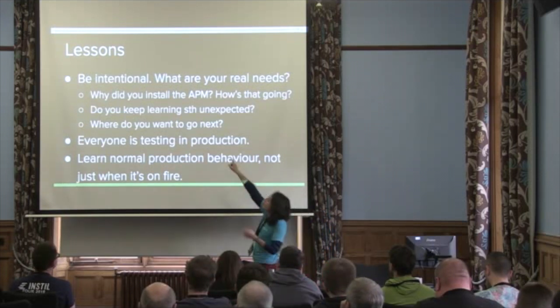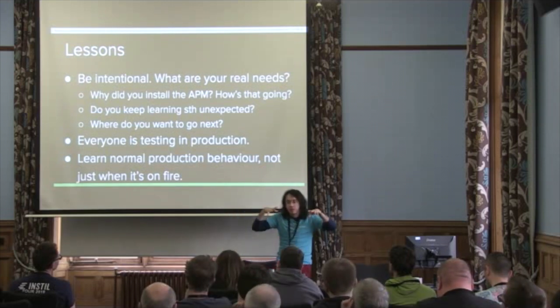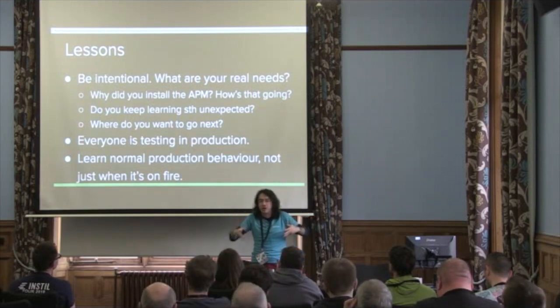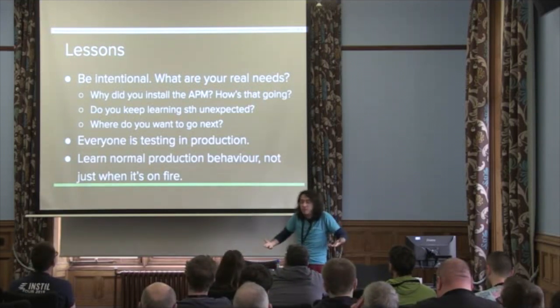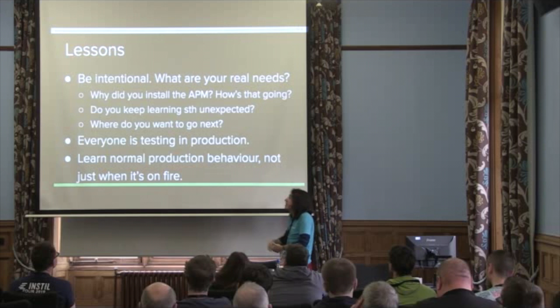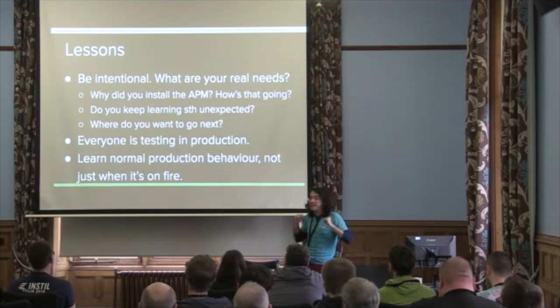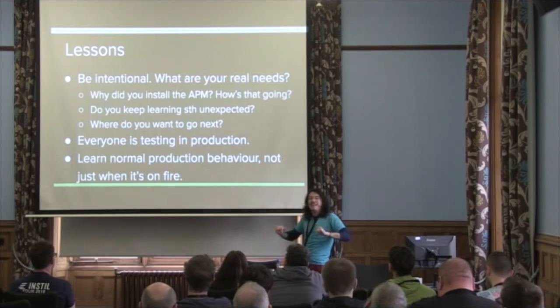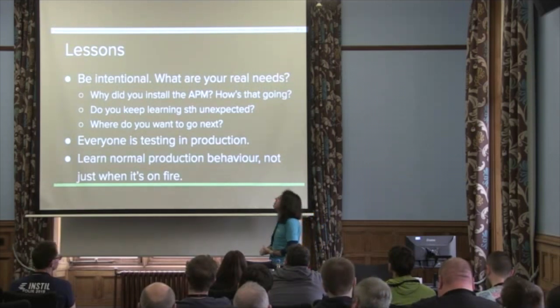This is a good one, I think. Do you keep learning something unexpected? Because an APM system is a white box view, an X-ray into your app. It should be teaching you something at least once or twice a month. That's a good rate for me, and that did keep happening. Production surprised me, of course, my own code, but the system told me when things were on fire. I could actually see it.